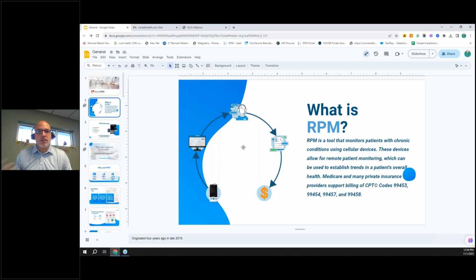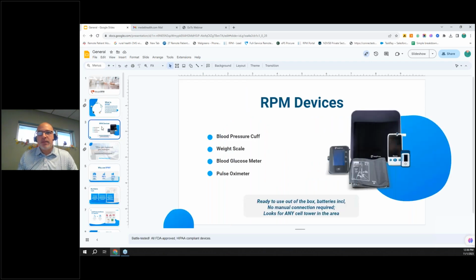Medicare, CMS, these CPT codes came out in late 2019, and then the program officially, formally in 2020. So we're about 4 years in, and the CPT codes are 99453, 454, 457, and 458. Quite simply, these are devices, your standard blood pressure cuff, your weight scale, if you will, glucometer, pulse oximeter. These are devices that are FDA approved.